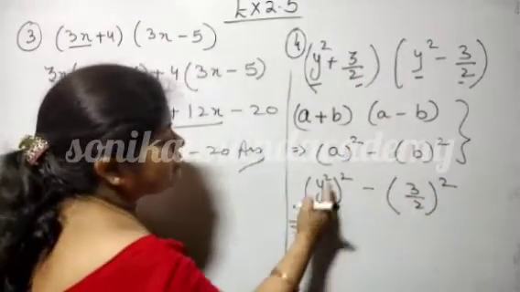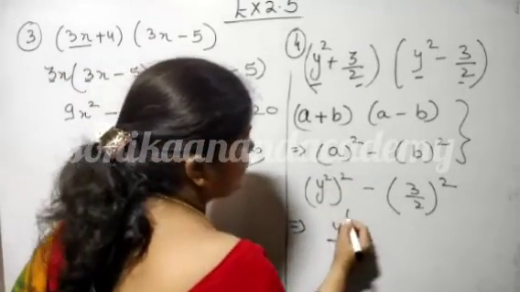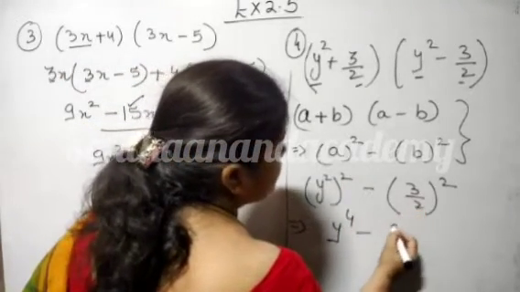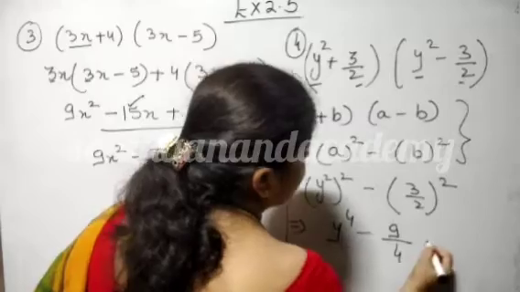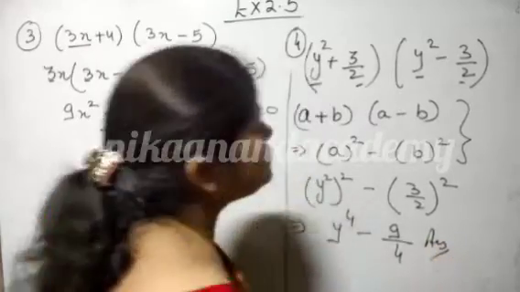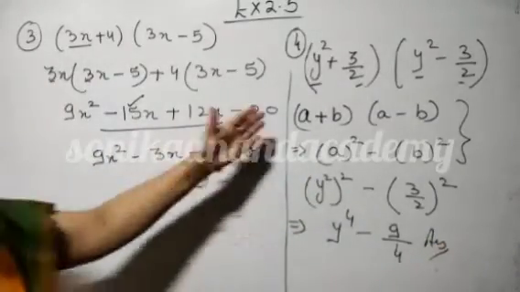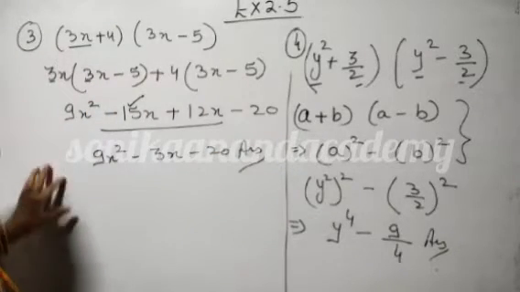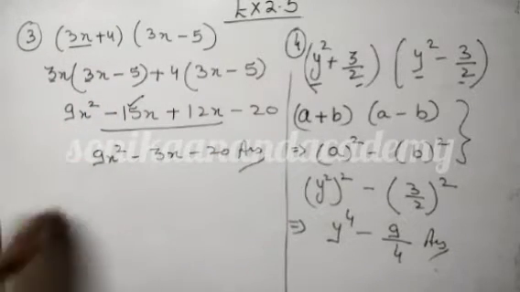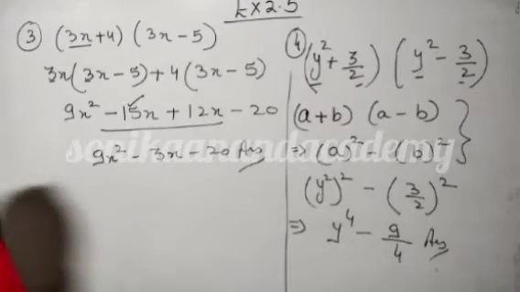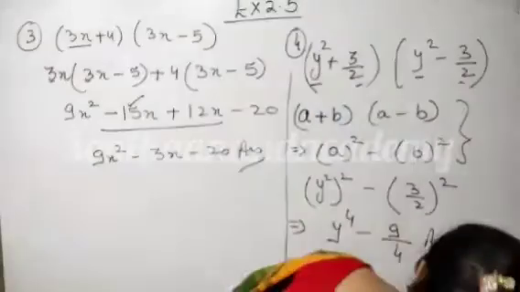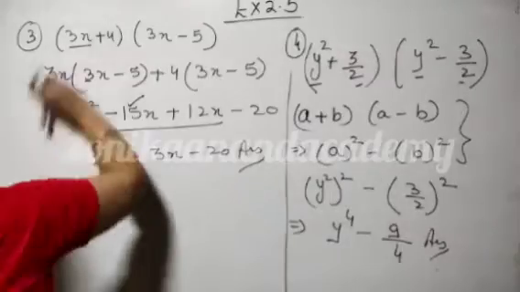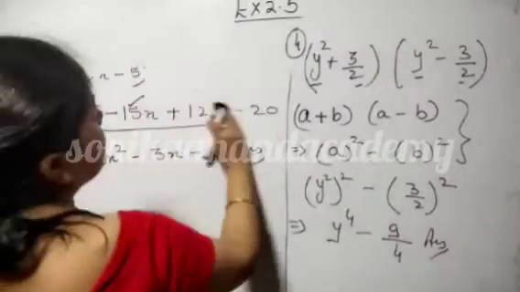So when we solve this, 2 2s are 4, that is y to the power 4. Now 3 by 2 squared, that is 3 3s are 9, 2 2s are 4. So directly we can write also in the same way using the identities. And if we want to expand and then solve, we can use these types of methods. Now the next question, question number 1, fifth part.